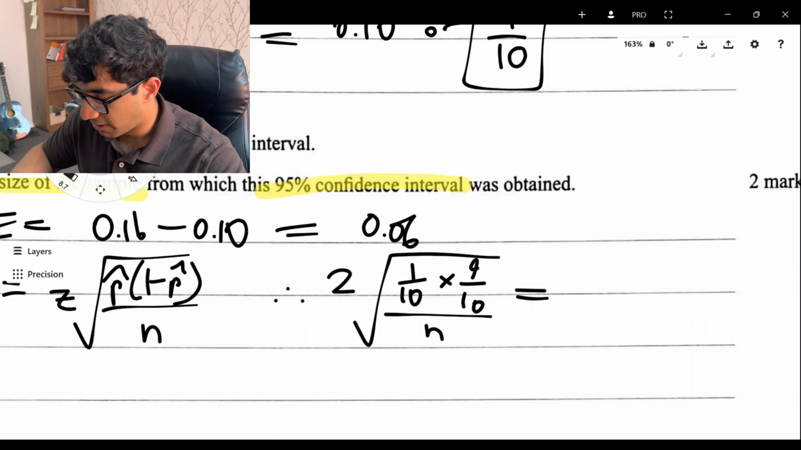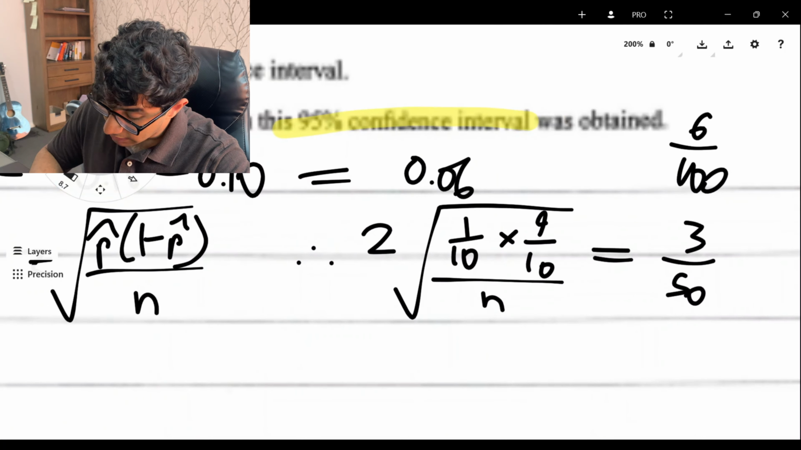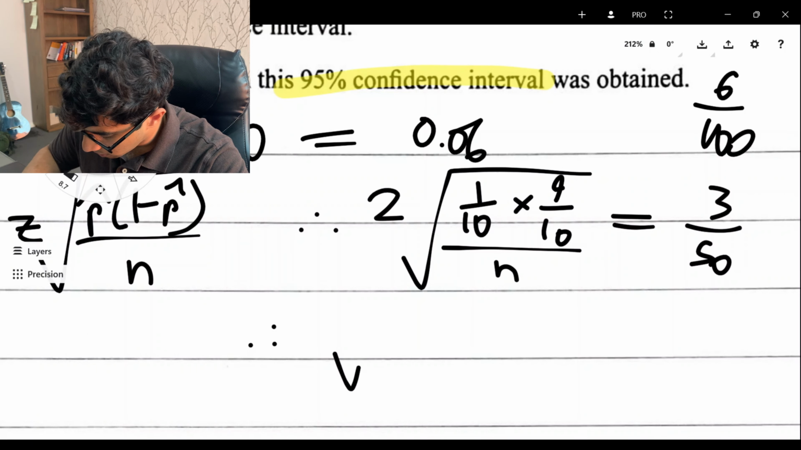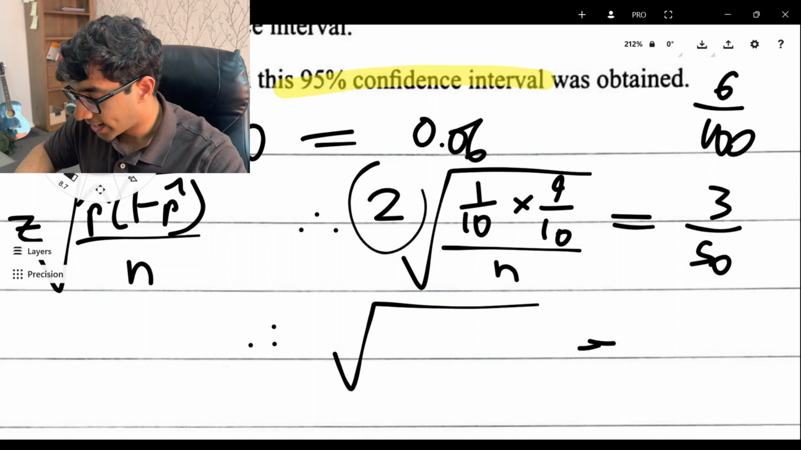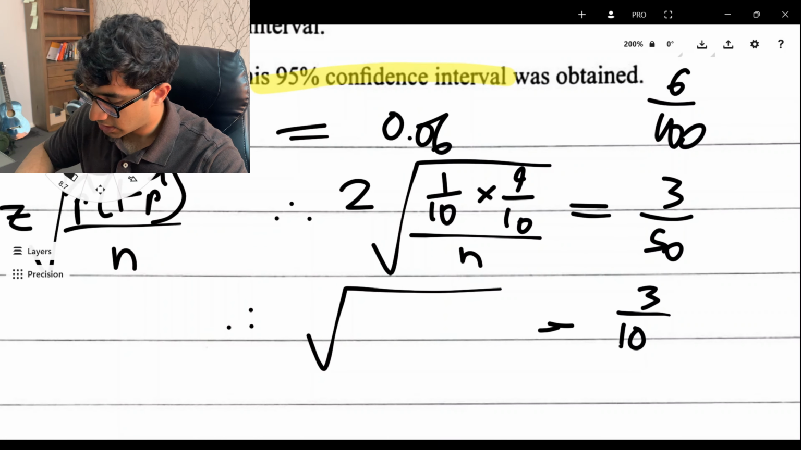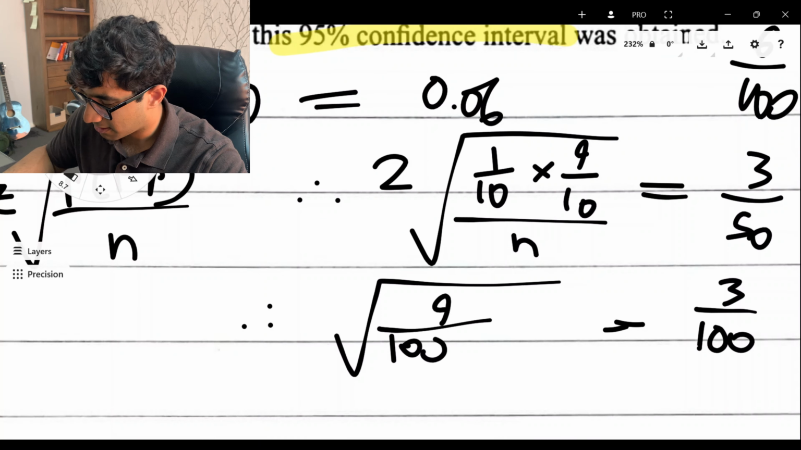Once again, I'm going to simplify that out into a fraction. So 6 over 100, or in other words, 3 over 50. Okay, let's simplify this out now, finally. So first of all, I'm going to take this 2 to the other side, so I get 3 over 100. Okay, 3 over 100. And then we have 9 over 100n, like so.